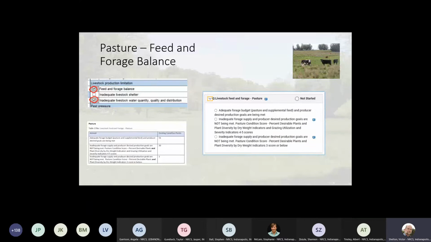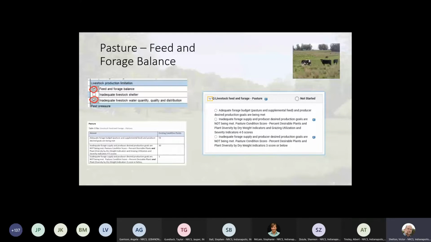If either feed and forage balance or water, which I'll talk about in a minute, is noted in a field visit, or if the producer is concerned or requested, then you'll need to check the boxes in the tool for EQIP planning to add that in. If you're planning prescribed grazing, the animal forage balance is still going to be required for that standard anyway. The objective is to balance the quantity and quality of feed and forage to meet livestock needs and reduce negative impacts to other resources, of course.